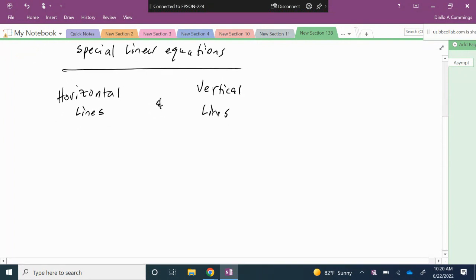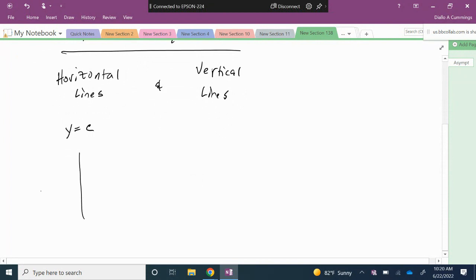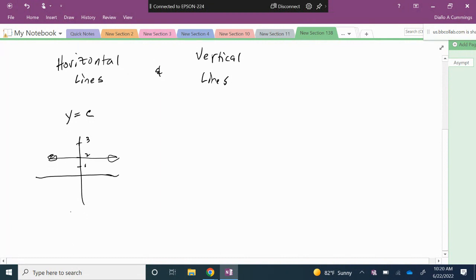Okay, so horizontal lines are written in the form y equal to c. So in the equation for a horizontal line, there is no x coordinate or x variable. For example, let's just say we had 1, 2, and 3. If this was our line, the equation for this line would be y equal to 2.